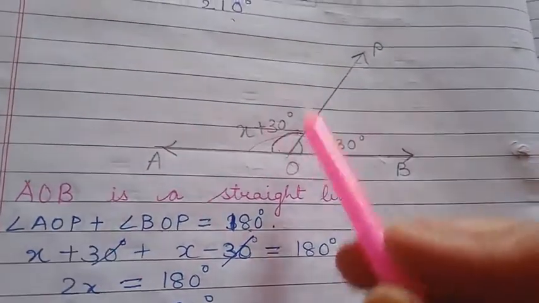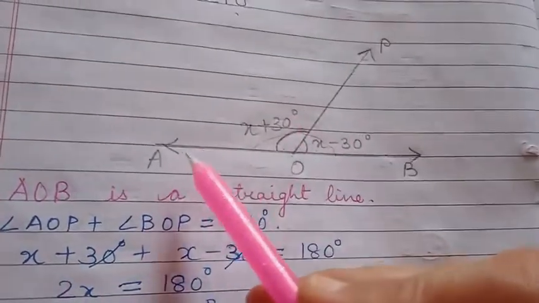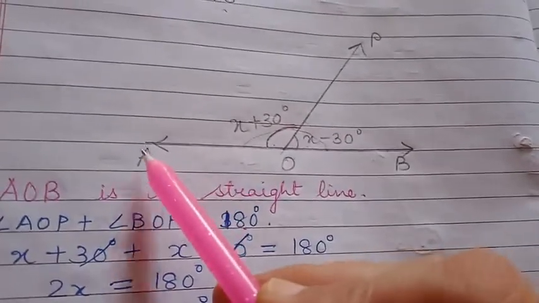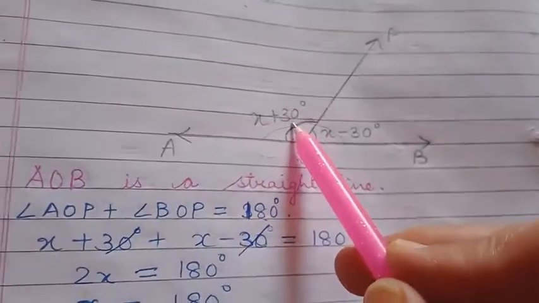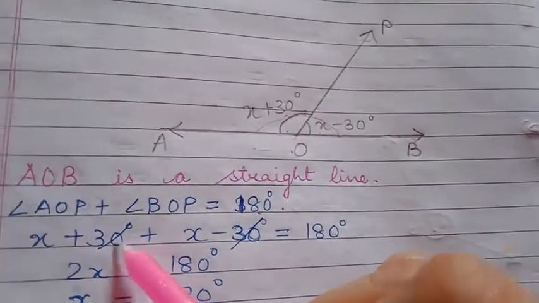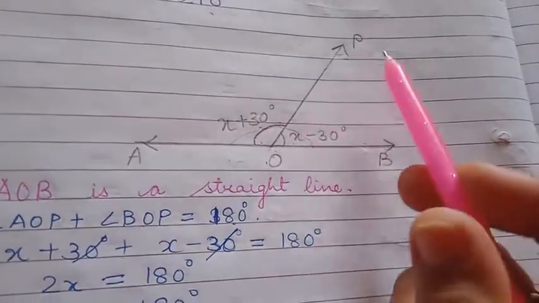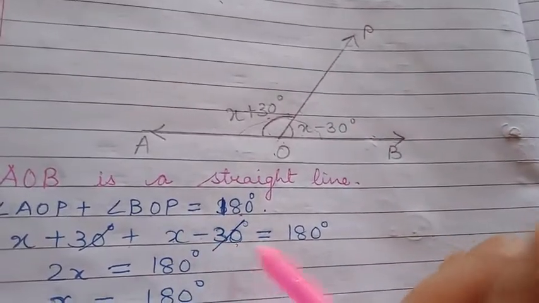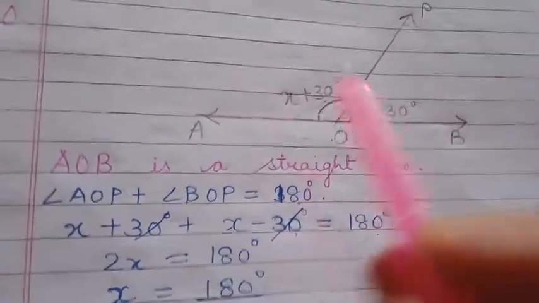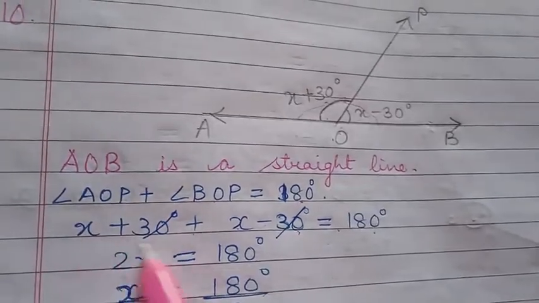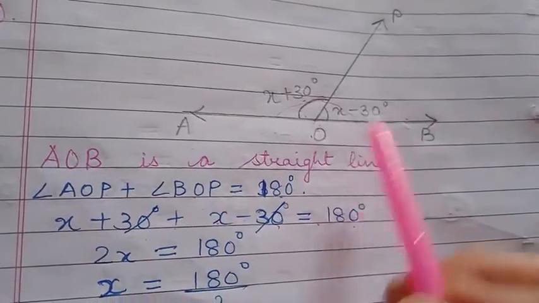So angle AOP is x plus 30 degrees, plus angle BOP, which is x minus 30 degrees, is equal to 180 degrees. Wherever angle AOP is there, write its value; for angle BOP, write its value.